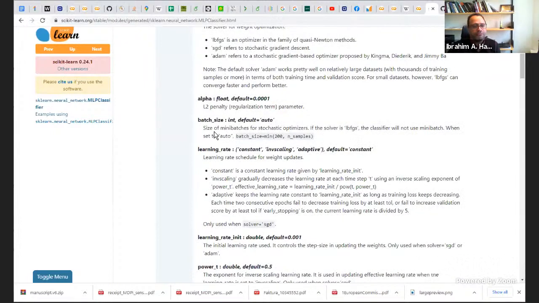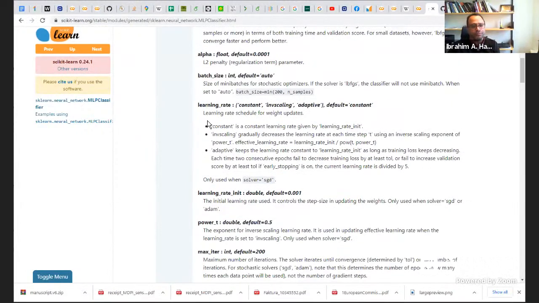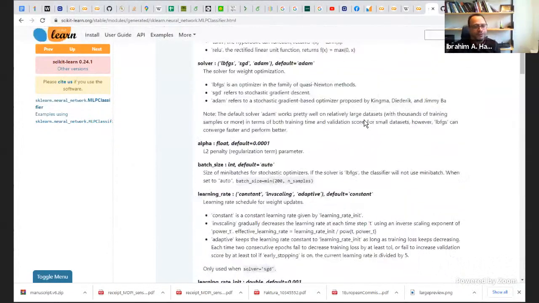We have alpha, we have batch size. If we don't select the batch size, it will be auto, and when it's auto, the batch size will be the minimum between 200 and the number of samples. The learning rate could be constant, it could be inverse scaling, and it could also be adaptive. By default, it's constant. Learning rate and all those numbers.